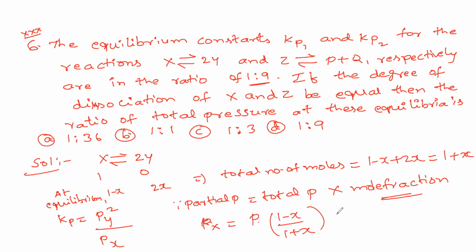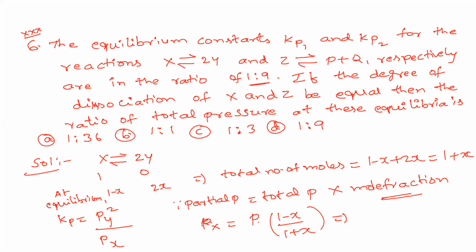So by this you can say Px is equal to P into this, and this goes into the Kp value. For this reaction, Kp is equal to how much? First we have to write the partial pressure of X and the partial pressure of Y. Then we can go for Kp. We can't go straight for Kp. So this is the partial pressure of X. Similarly, we'll find the partial pressure of Y, because for this Kp we need both the partial pressure of X as well as the partial pressure of Y.